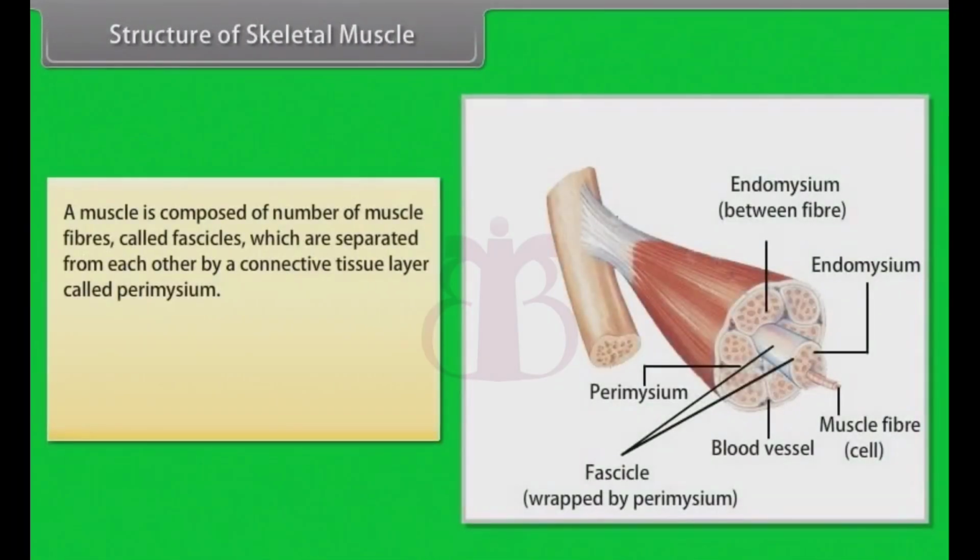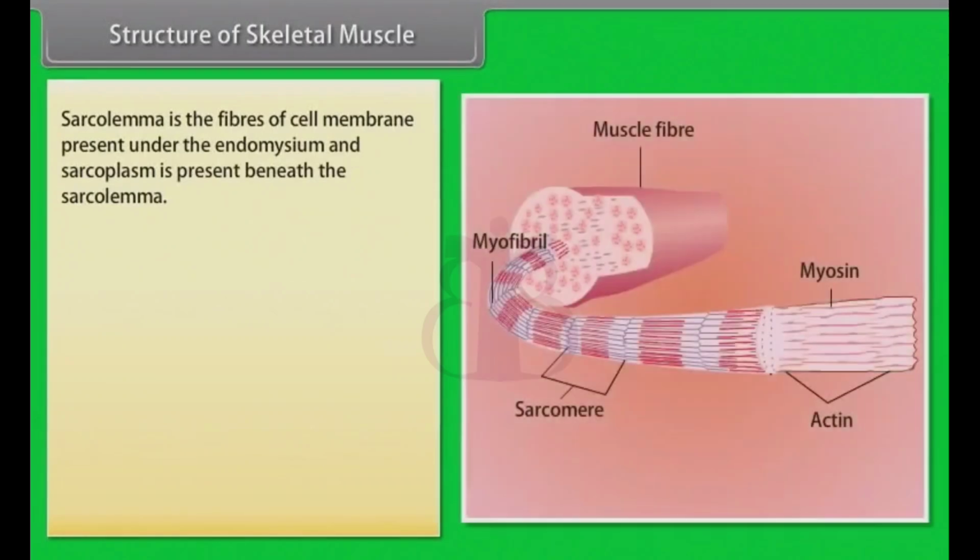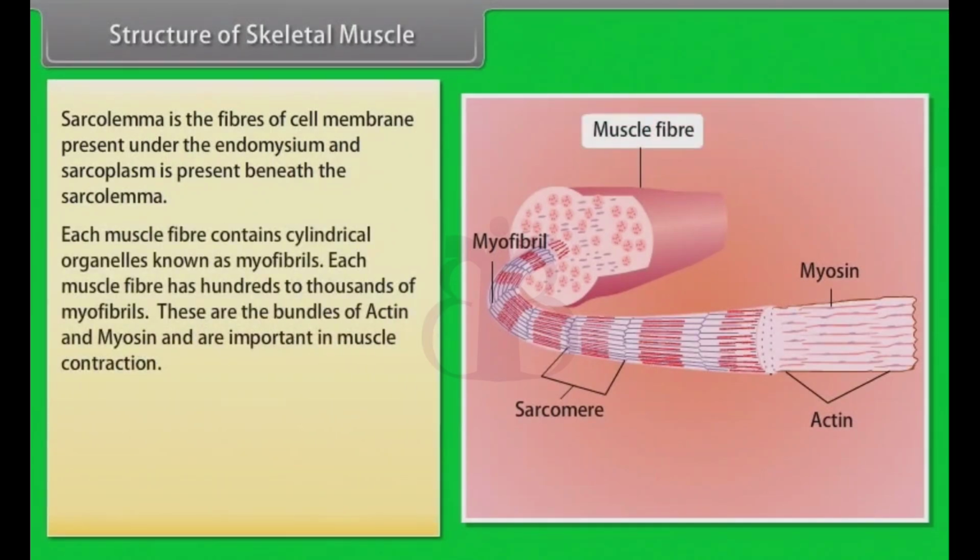A muscle is composed of a number of muscle fibers called fascicles, which are separated from each other by a connective tissue layer called perimysium. Endomysium is connective tissue that separates individual muscle fibers from each other. Sarcolemma is the cell membrane present under the endomysium and sarcoplasm is present beneath the sarcolemma. Each muscle fiber contains cylindrical organelles known as myofibrils. Each muscle fiber has hundreds to thousands of myofibrils.